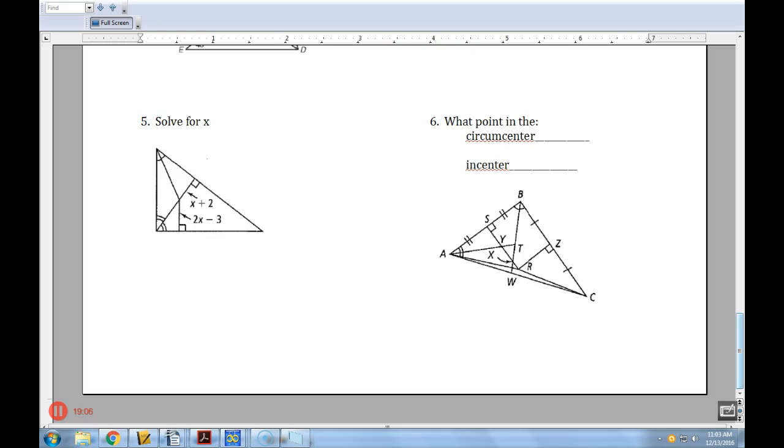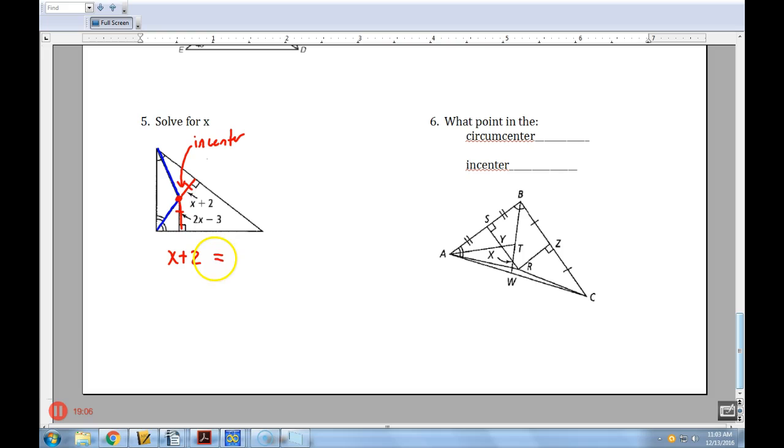Was it perpendicular bisectors or was it angle bisectors? Well, I do not see any perpendicular bisectors on here. I do see an angle bisector, and I do see an angle bisector. So they're the creators. They created this point, which again is an incenter. Angle bisectors create the incenter. And the incenter's claim to fame is he is equal distance from the sides of the triangle.